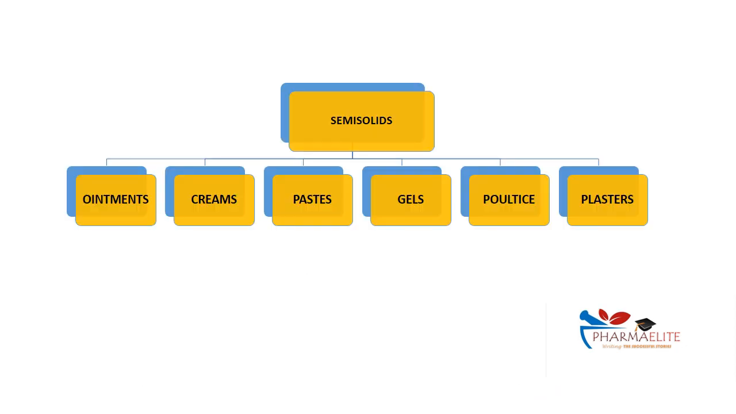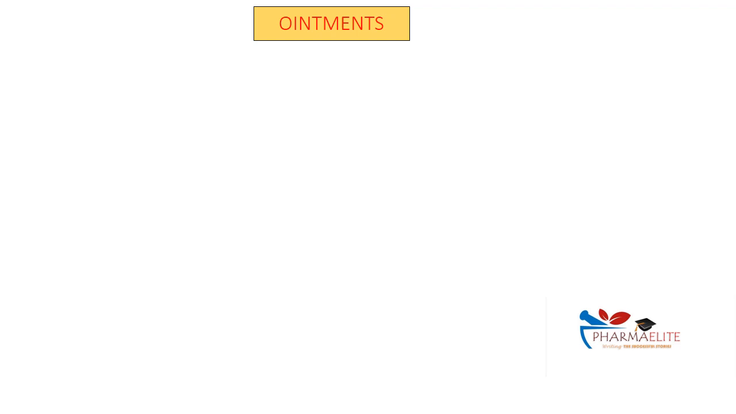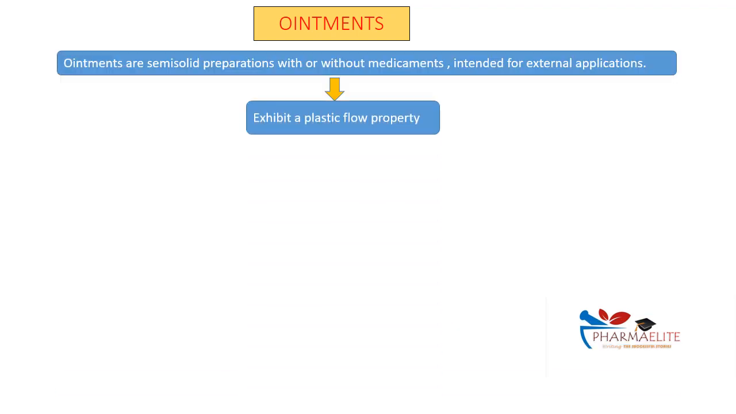Hello everyone, good evening. So basically we are here to continue on the topic of our ointments, pastes and gels. What we discussed was the continuation of our chapter, semi solids, being classified into ointments, creams, pastes, gels, volatiles and plastic. We discussed what ointments are. They are basically preparations with or without medicaments for external use. Let's not forget that they exhibit a plastic flow property. It's the most important part to be remembered for our entrance purpose.